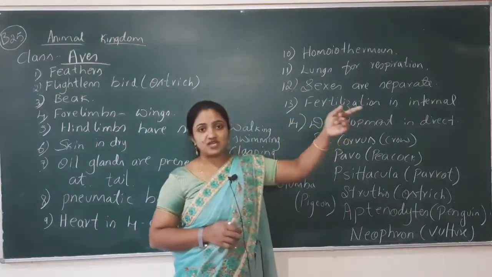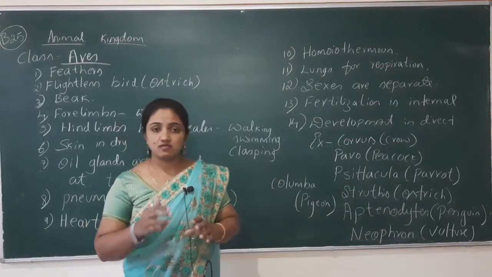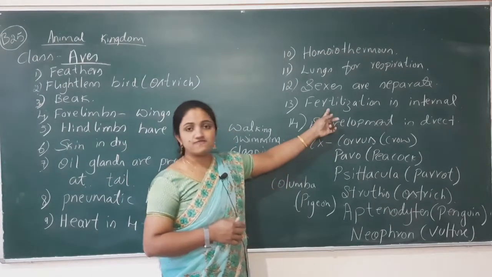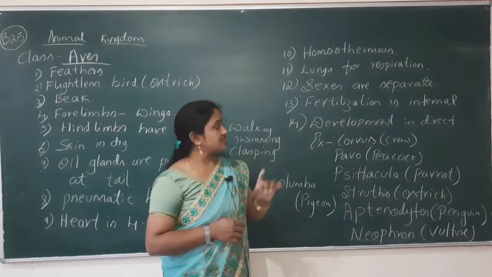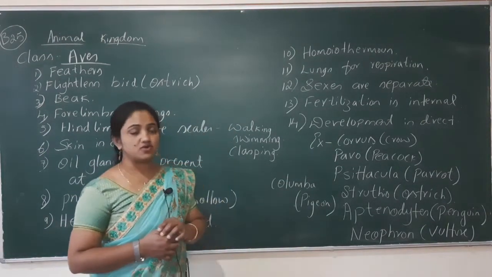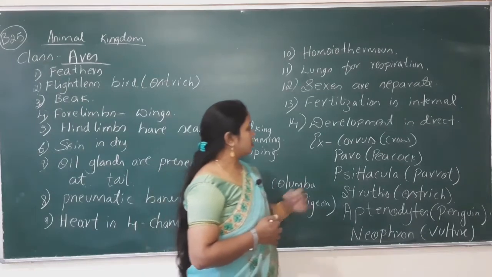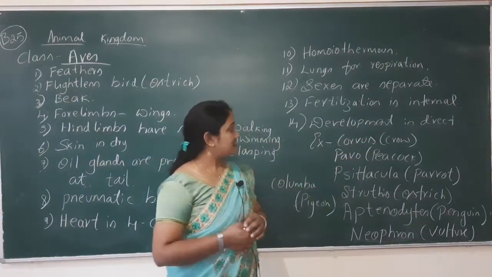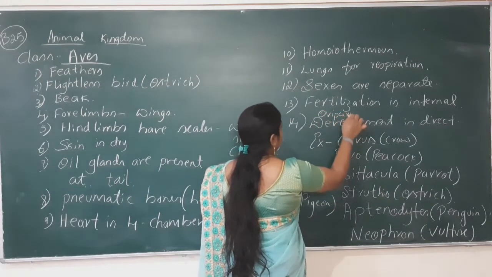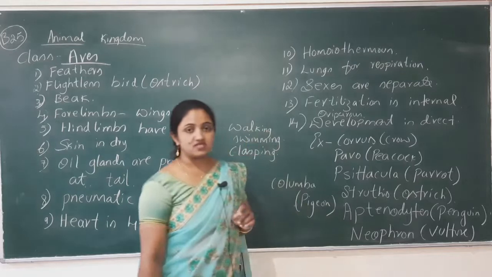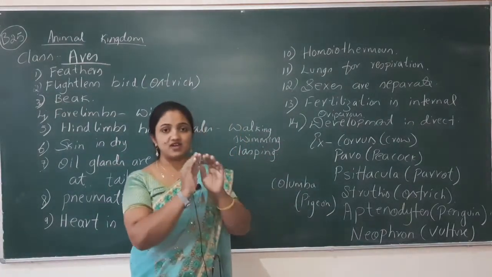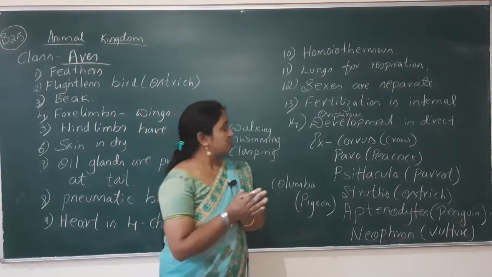Sexes are separate. Here, male and female animals are present. Fertilization is internal. After mating, the male and female gametes fertilize inside the body, and the development is direct. They are oviparous, my dear students. They lay eggs, and that egg is covered by a calcareous shell.